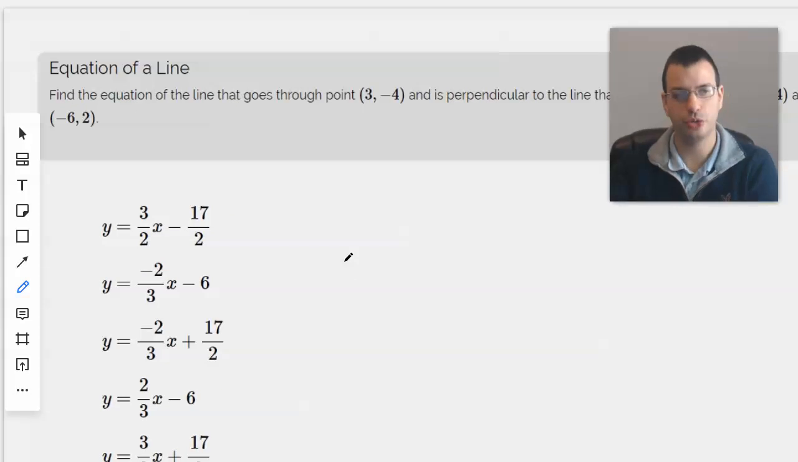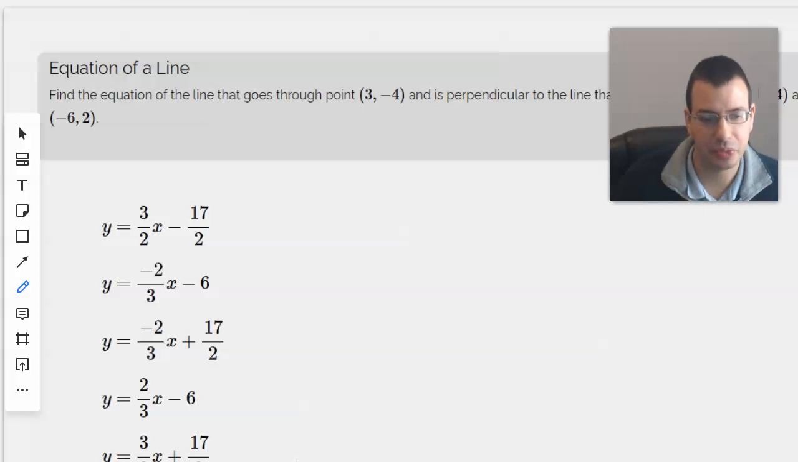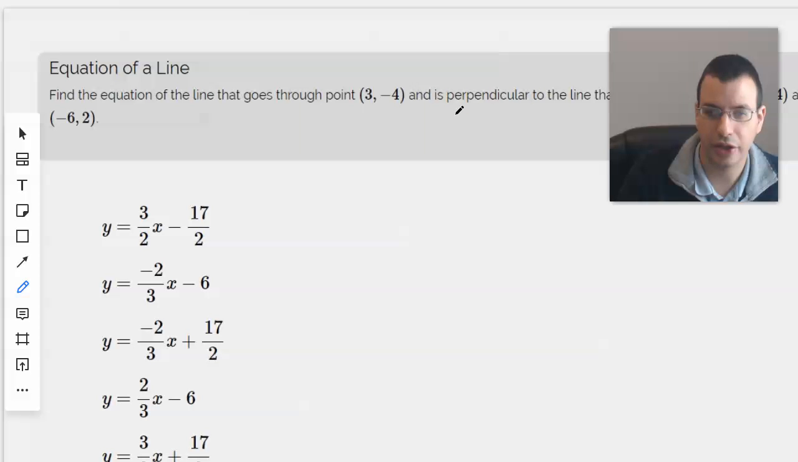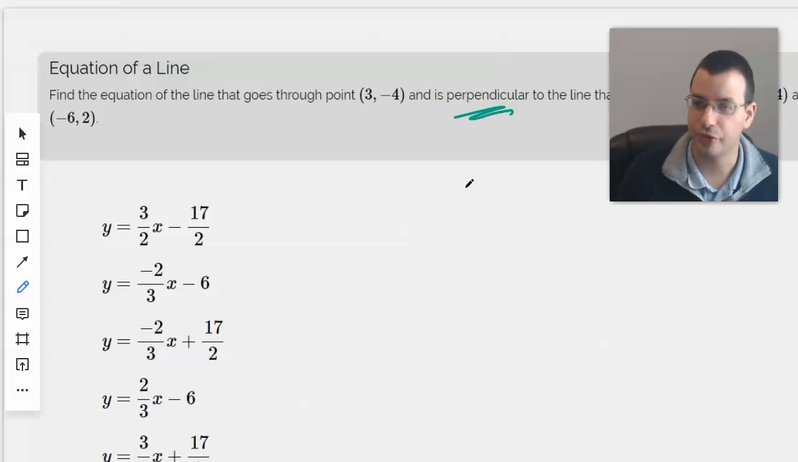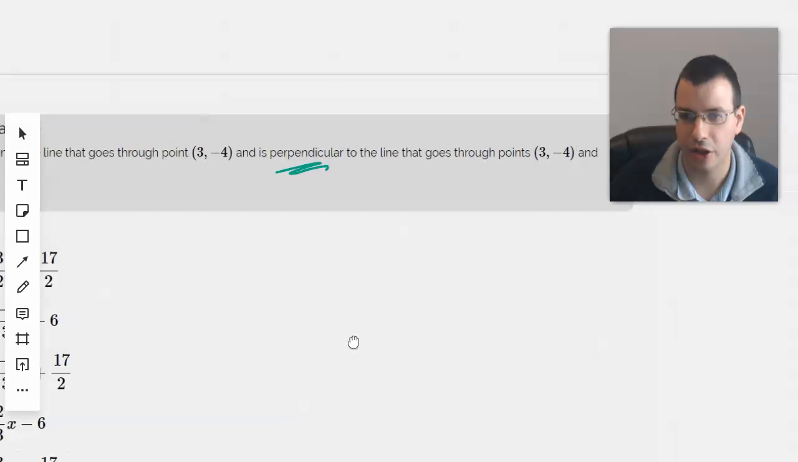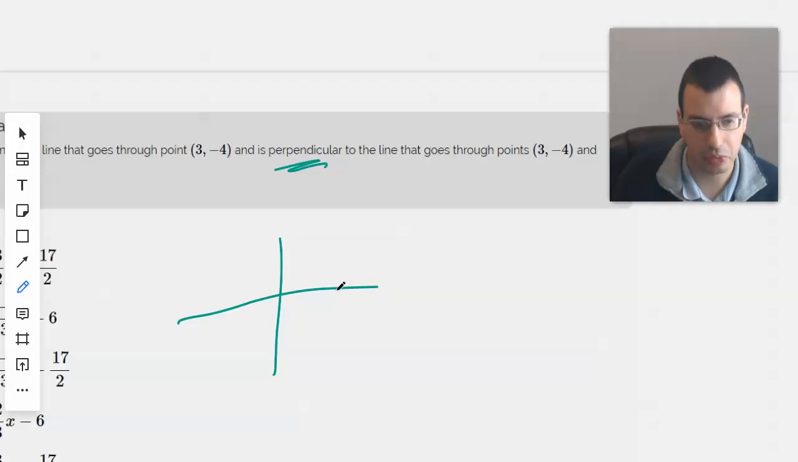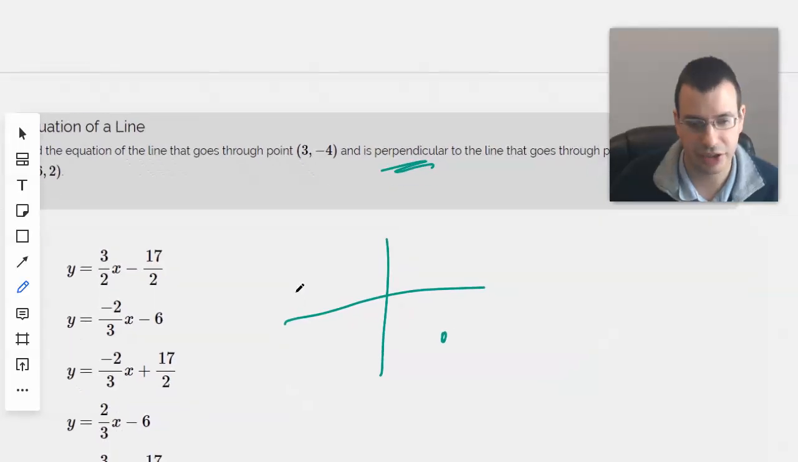So we want to first find the slope. The slope is dy/dx. We want to find perpendicular, so we want to first find the slope that we're going to be perpendicular to. So the idea here is, we got (3, -4), and we have (-6, 2).